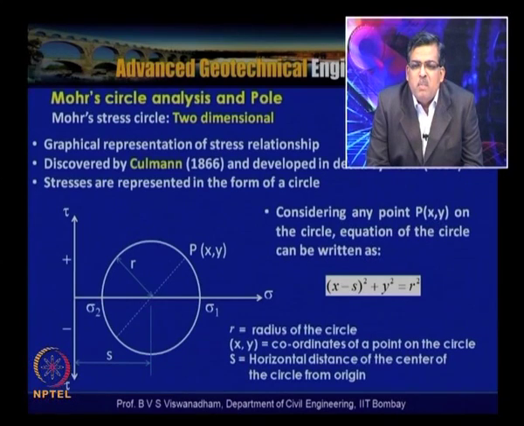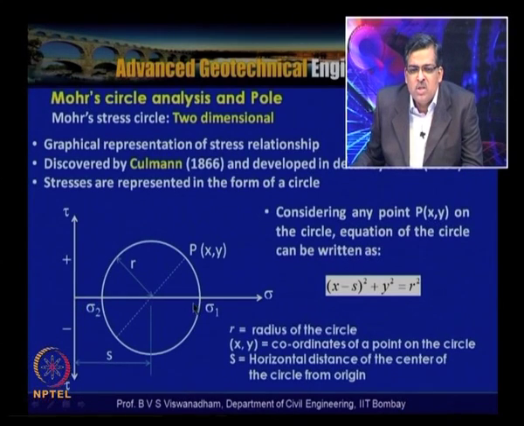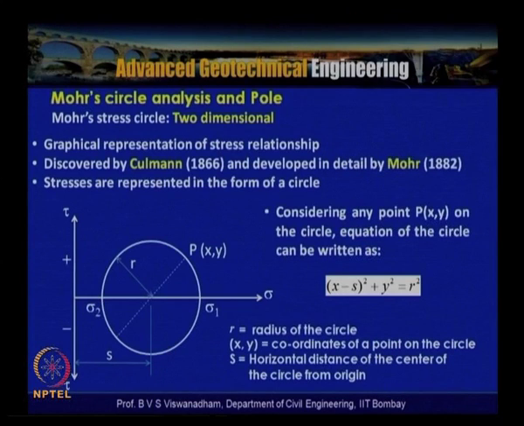So considering any point P(x, y) on the circle, the equation of the circle can be written as (x minus s) whole square plus y square is equal to r square, where r is the radius of the circle, x and y are the coordinates of a point on the circle, and s is the horizontal distance of the center of the circle from the origin. So you can see that this is the circle where this stress is sigma 1. So this magnitude from here to here measured is sigma 1, on the tau-sigma space, and this ordinate is sigma 2, and this is the radius of the circle. So this is called the Mohr stress circle on tau-sigma space.